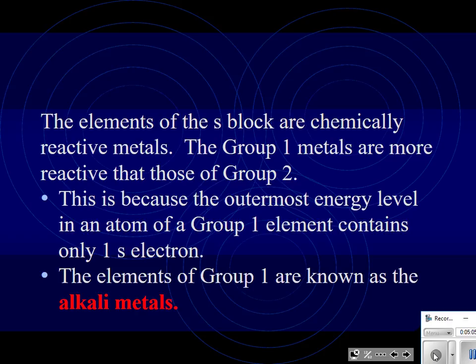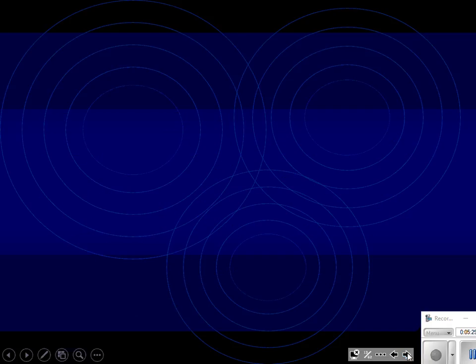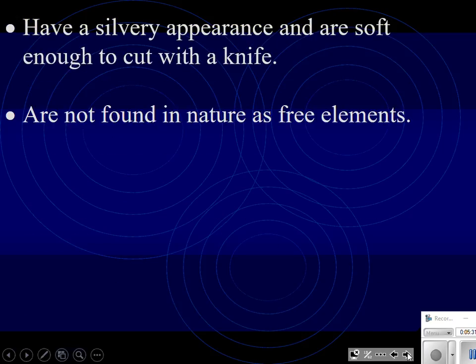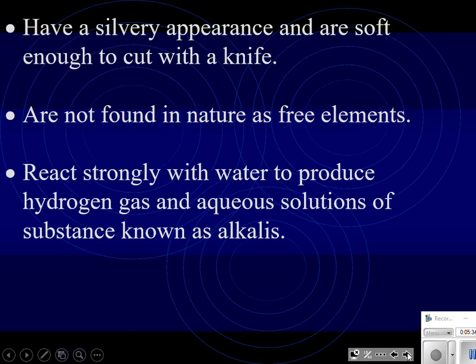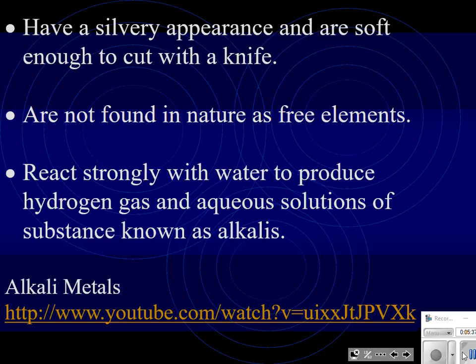What you're going to see later on when we talk about bonding is that these group 1 elements like to give away an electron, thus becoming a positive charge, which we call a cation. But that will be discussed later in bonding. These are some properties of the alkali metals. Once you get those down, we'll talk about them, and then we'll watch that video.